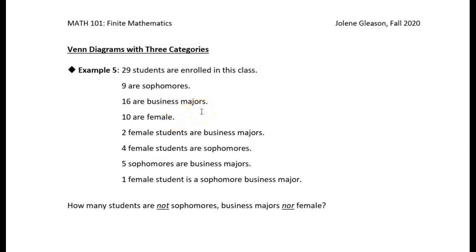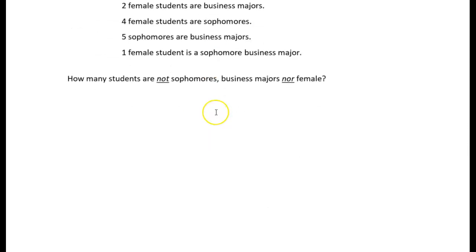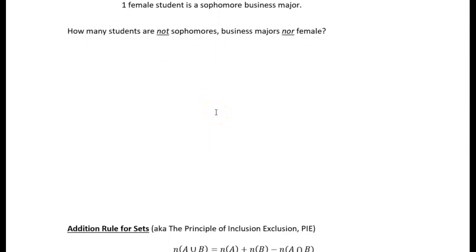We have a category of students who are sophomores and some who are business majors and some who are female. Some may be any combination of those things. So let's start by drawing our Venn diagram. I'm going to do it just like I did before. I'm going to draw a circle representing each category.